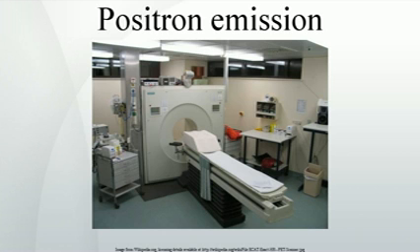Positron emission tomography is a nuclear medicine, functional imaging technique that produces a three-dimensional image of functional processes in the body. The system detects pairs of gamma rays emitted indirectly by a positron-emitting radionuclide, which is introduced in the body on a biologically active molecule. Three-dimensional images of tracer concentration within the body are then constructed by computer analysis.